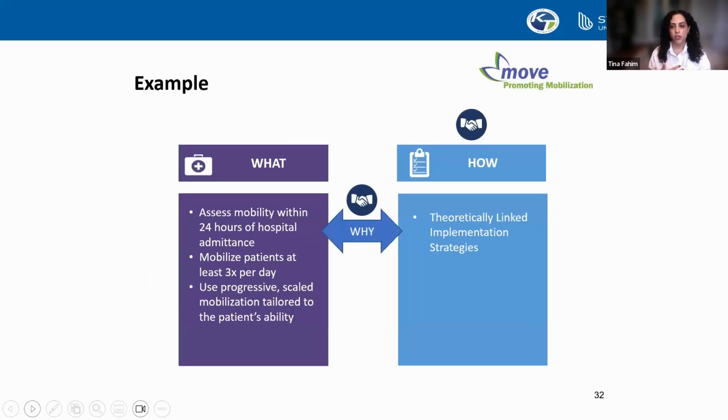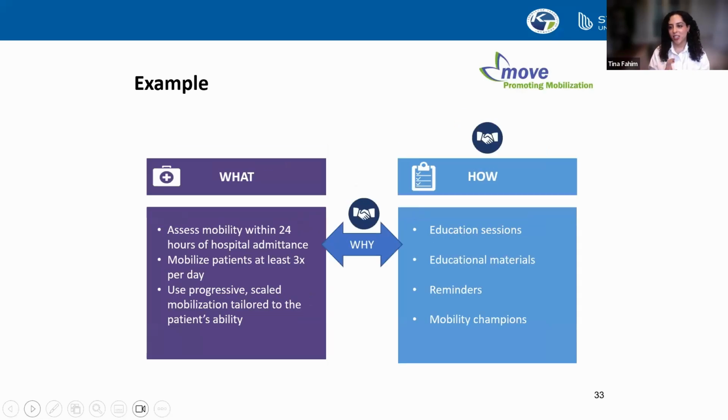So, in terms of the strategies that we created for the mobilization program, we actually had a multi-pronged strategy, which is often what we do in implementation science. And so, for our setting, we had educational sessions for clinicians. We had educational materials, some that were patient facing, some that were clinician facing. We used reminders, and we also used mobility champions on the floor who really promoted the uptake of the intervention.